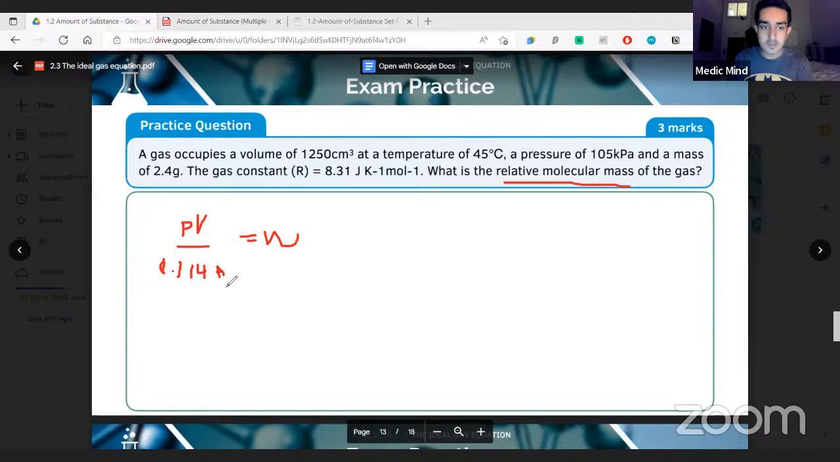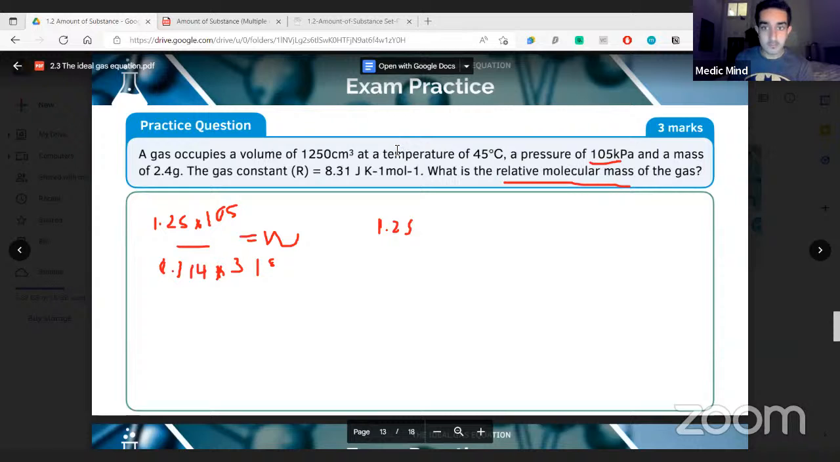And you know T is 45 degrees Celsius plus 273 will be 308 degrees Kelvin. Pretty sure 318 degrees Kelvin. Sorry, mistake on my part. You've been given this in centimeters and in kilopascals, so you have to convert. Centimeters to decimeters is centimeters divided by 1,000, so 1.25 dm. Actually, for the sake of simplicity, I'm just going to keep it in decimeters and in kilopascals. Again, doesn't really matter.